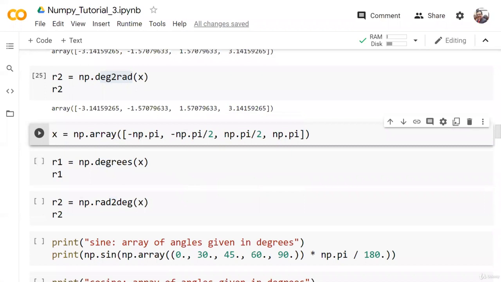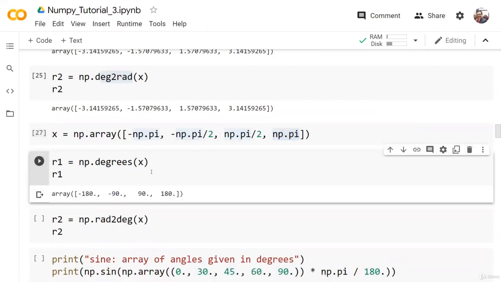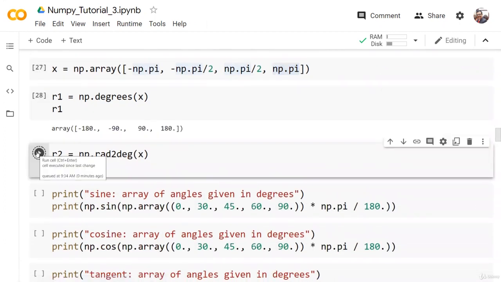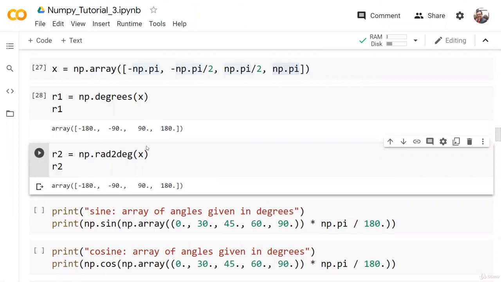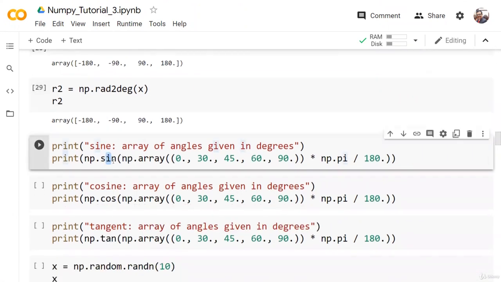Suppose I have np.pi. It is minus pi by 2, plus pi by 2 and plus pi. I can convert that into degrees. I can have a radian to degree transfer also. Great. Suppose I want to find out the sine of 0, 30, 45, 60, 90. You have to write np.pi divided by 180 to convert these values into radians, otherwise the answer will come out wrong.